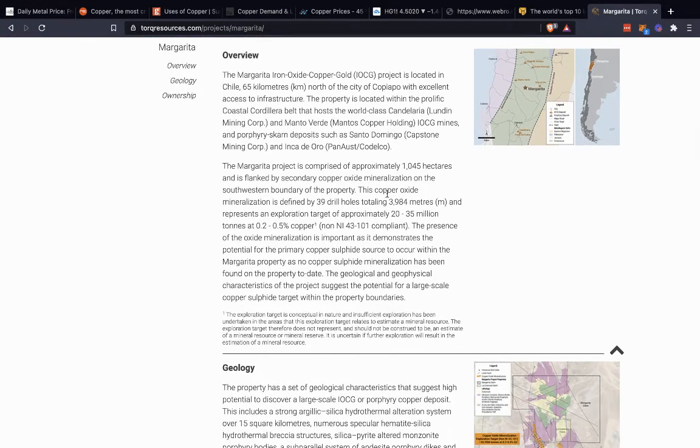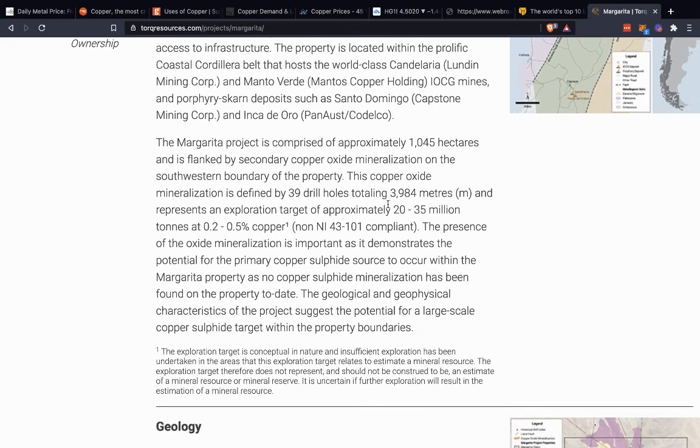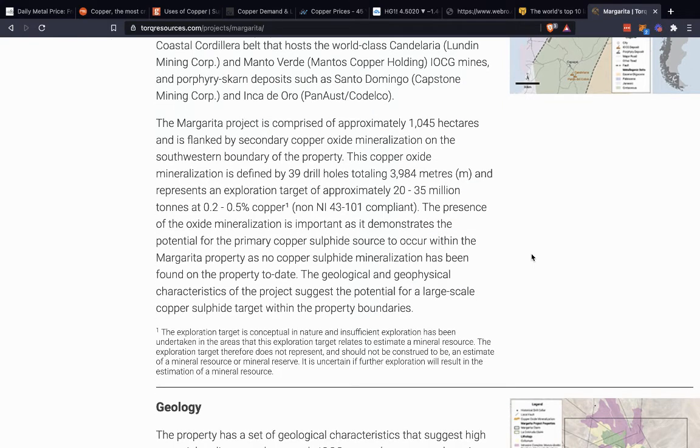So the Margarita project comprises approximately 1,045 hectares and is flanked by secondary copper oxide mineralization on the southwest boundary of the property. The copper oxide mineralization is defined by 39 drill holes, totaling 3,984 meters, and represents an exploration target of approximately 20 to 35 million tons. So that's about 0.2 to 0.5% copper. The presence of oxide mineralization is important as it demonstrates the potential for the primary copper sulfide source to occur within the Margarita.